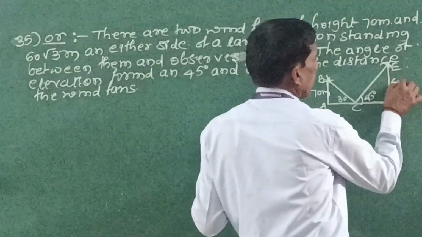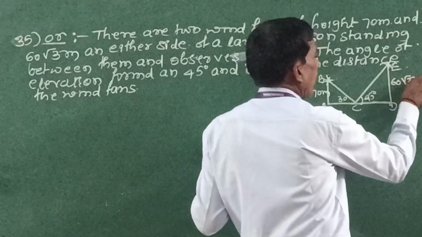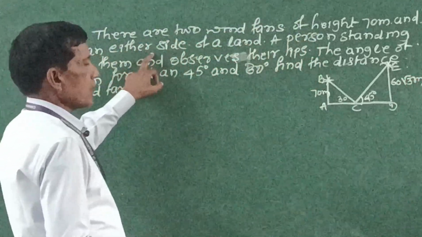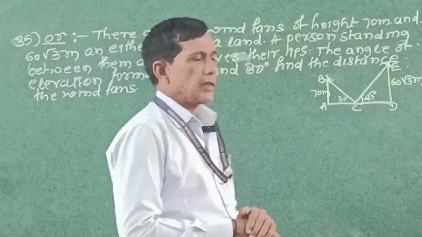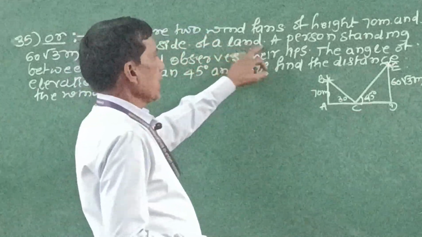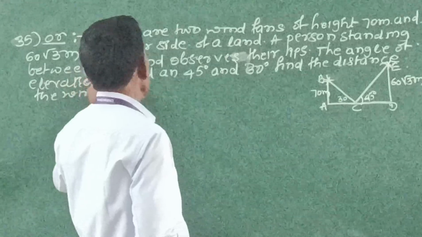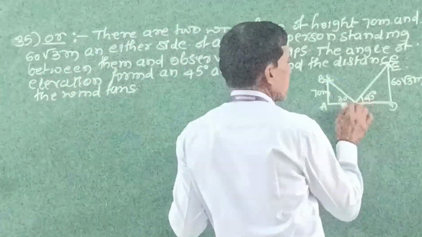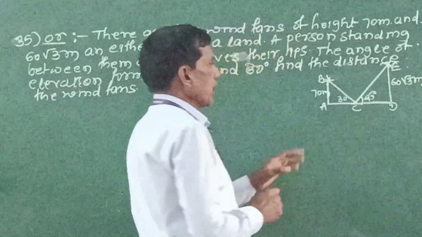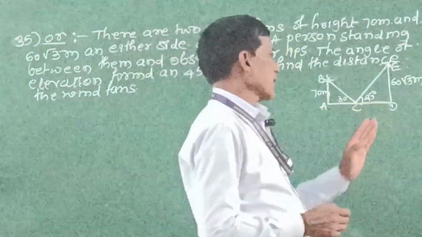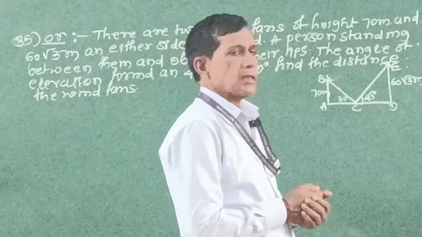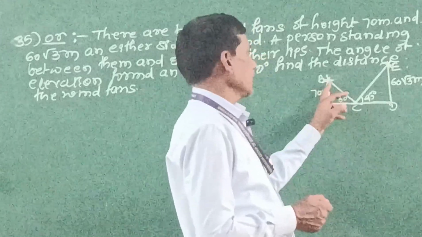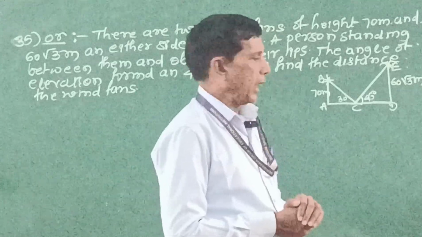There are two wind fans, each 60 root 3 meters high, standing on either side of a piece of land. A person stands between them and observes their tips, the tops of the wind fans. One fan is on one side and the second fan is on the other side.